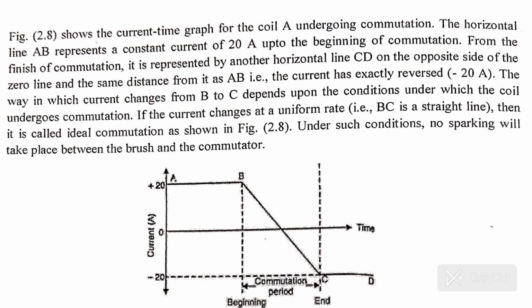Summary. Let's recap quickly. Commutation means current reversal as coil passes the brush. It happens during the short circuit period by the brush. Ideal commutation means smooth reversal, with no sparking. If not ideal, sparking occurs. The graph of ideal commutation is a straight line from plus 20 A to minus 20 A. Now that's a clear and friendly understanding of commutation.